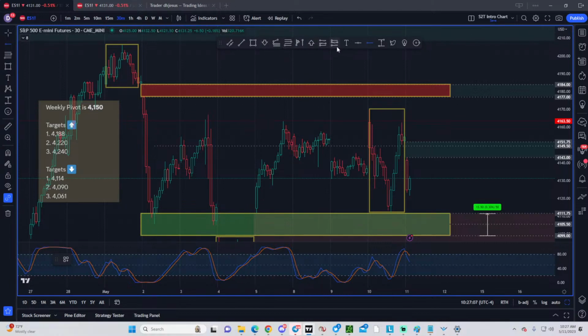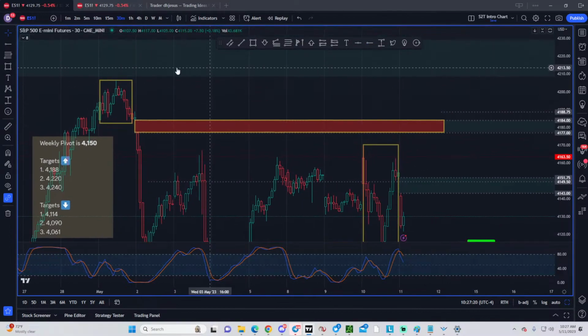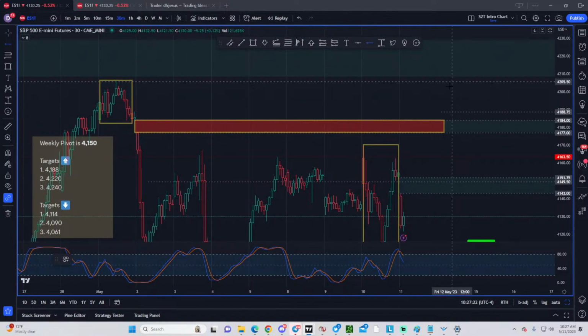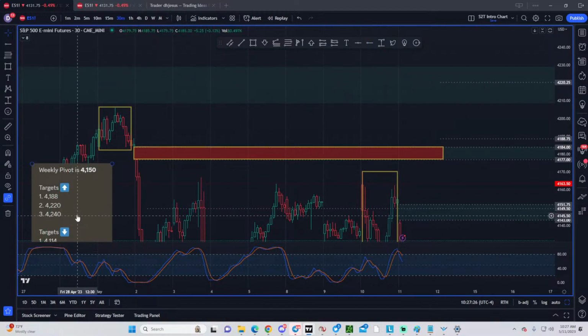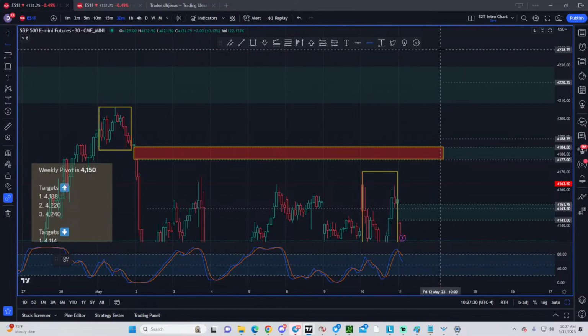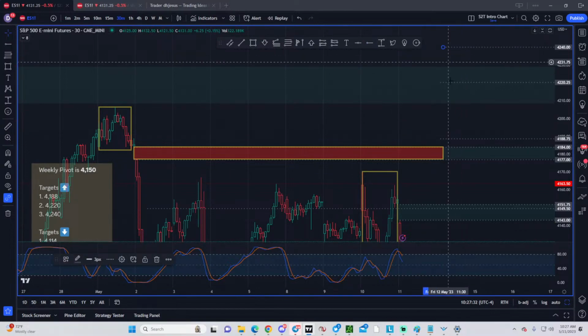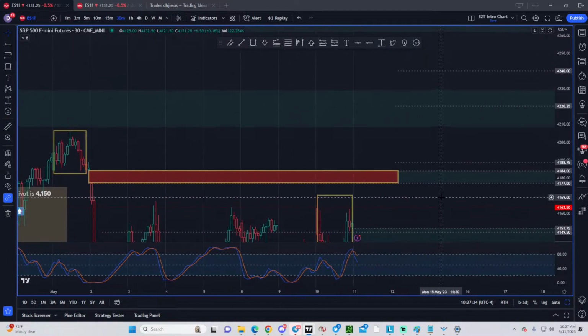Let's see if I can mark it in. 41.88, whatever, 88 will fill that gap. I also gave you 42.20, which will be the center of this gap. And I also gave you 42.40, which will fill this gap. Not all the reasons, but you get the point.